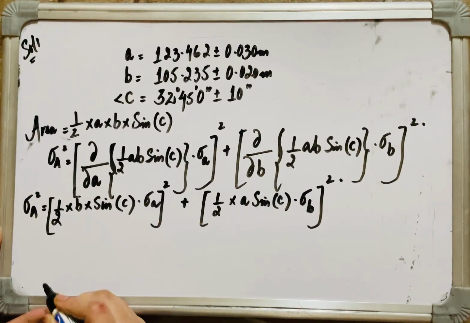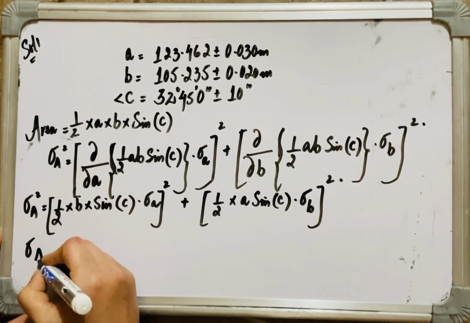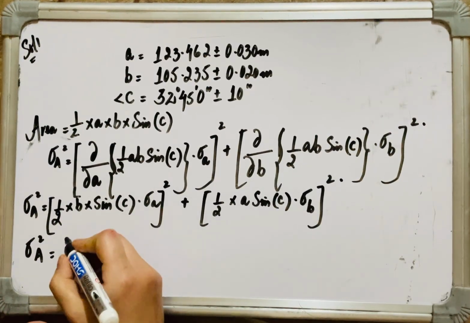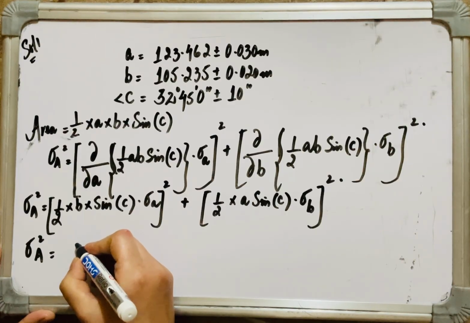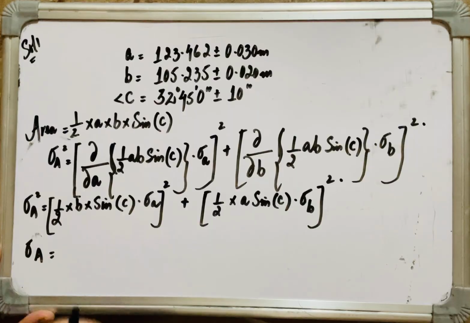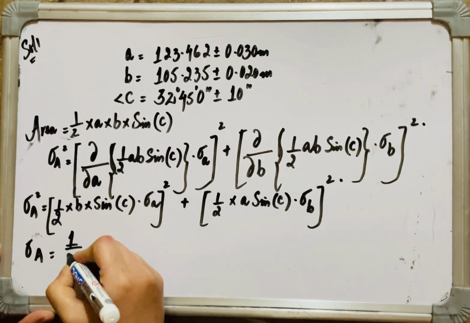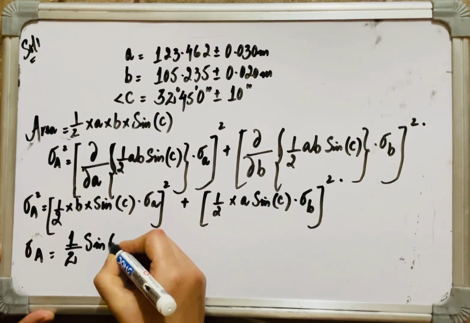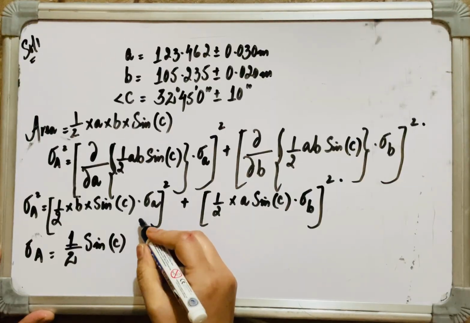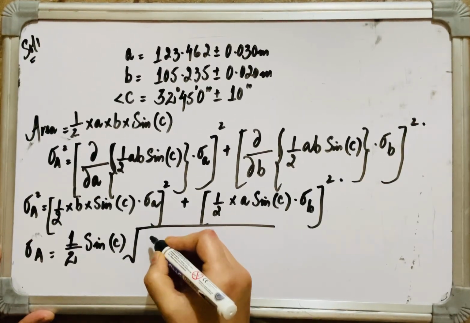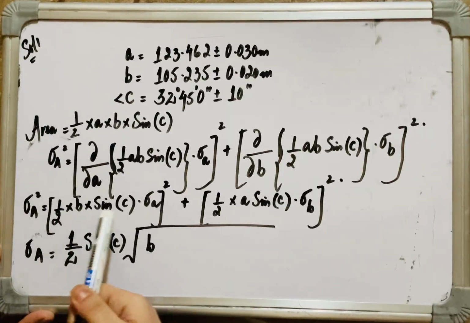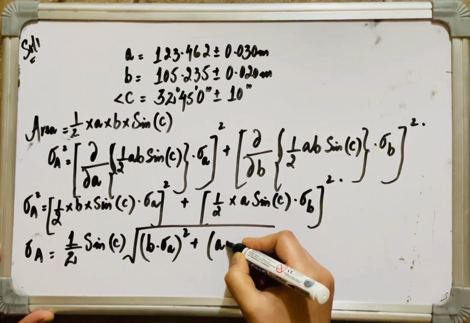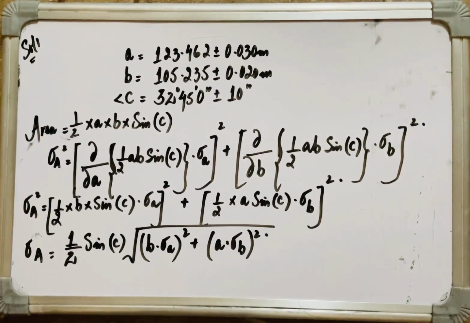All right, so sigma A square, if I take this and this common, it will be how much? Sigma A will be 1/2 of sine C and square root of B square, and from this it will be A and sigma B square.